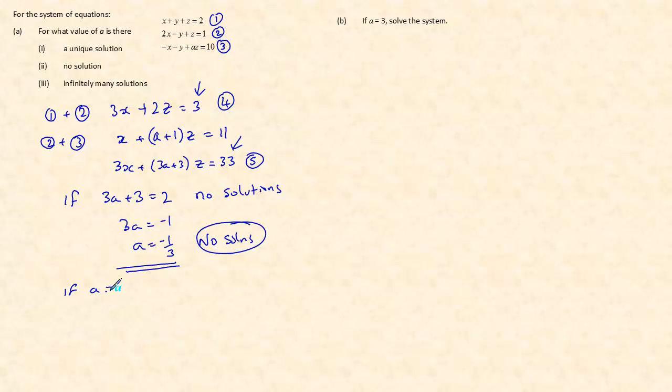If a is not equal to negative a third, then we could go ahead and solve. There'd be no problem here with eliminating x if 3a plus 3 is something different to 2. We could just subtract the equations, and then we'd get a certain number of z's is equal to 30. We can then find z, come back here and find x, and then go back to the original equations and find y. So that would give us a unique solution.